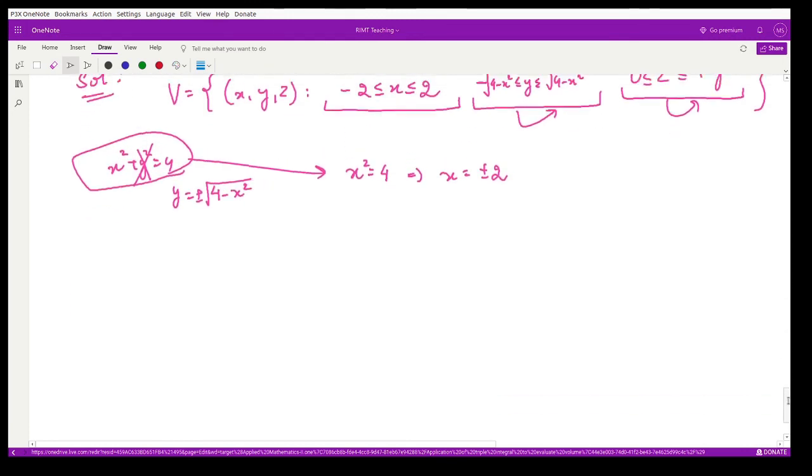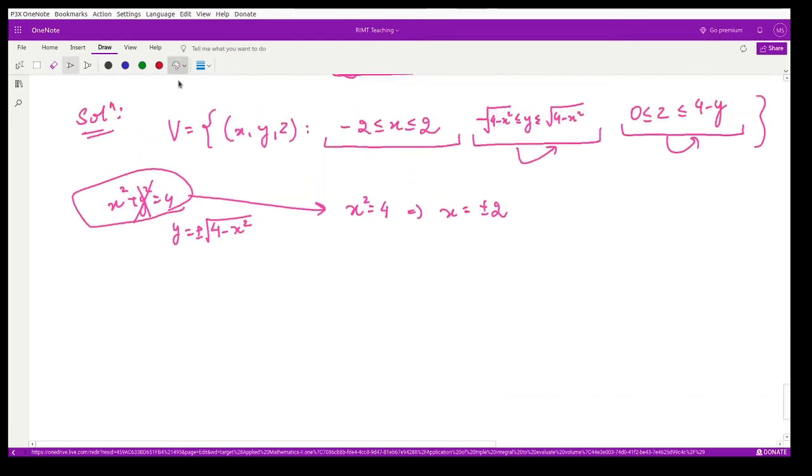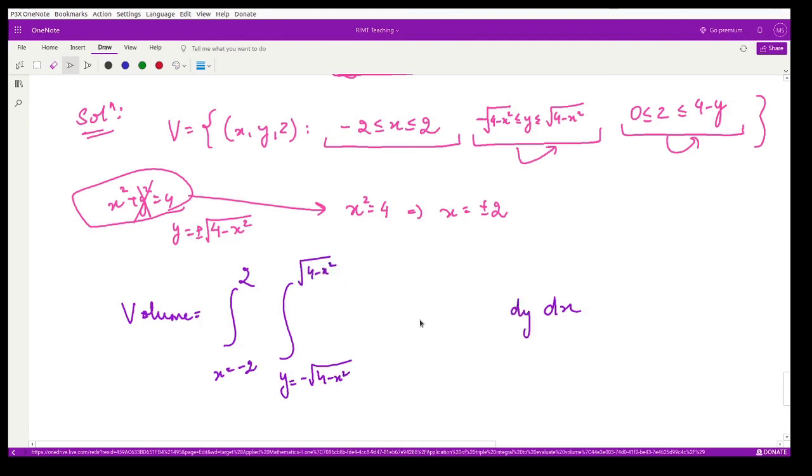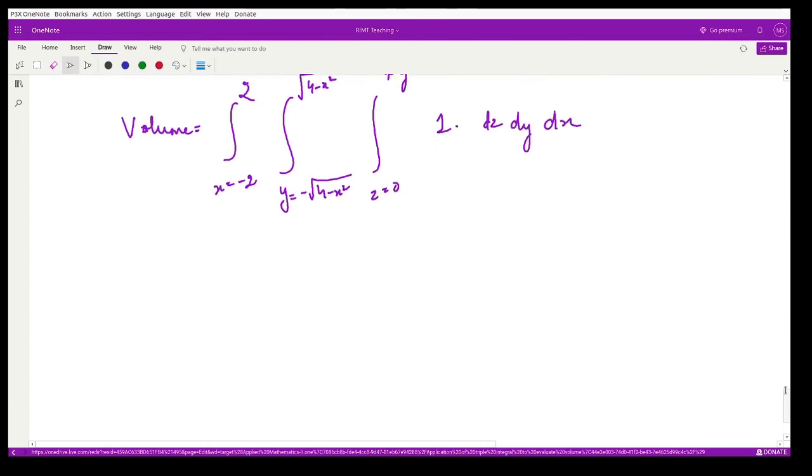So once you have the limits, what is your volume? Your volume in this case becomes equal to the integral of x varying from minus 2 to 2 dx, and then the limits of y varying from minus square root of 4 minus x square to square root of 4 minus x square dy, and then the integration with respect to z, that is 0 to 4 minus y, of the function 1. So this is what we are required to calculate here.